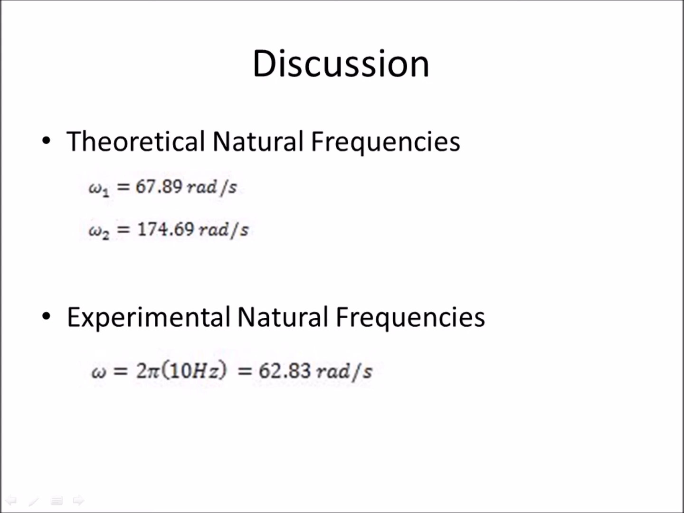The reason why we did not obtain omega 2 from the experiment is because the motor has a maximum rotating speed of about 11 Hz, while in order for us to obtain omega 2 from the experiment, it would require the motor speed to achieve 28 Hz or higher.